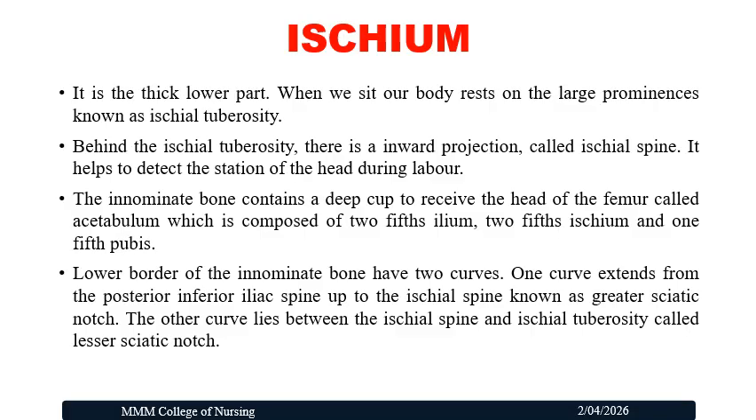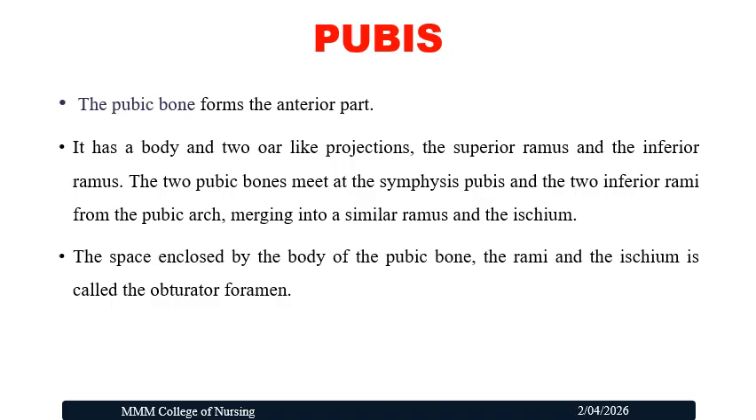The lower border of the innominate bone has two curves. One curve extends from the posterior inferior iliac spine up to the ischial spine. We call it the greater sciatic notch, and the other curve lies between the ischial spine and the ischial tuberosity. It is called the lesser sciatic notch. Next, the third bone is pubis.